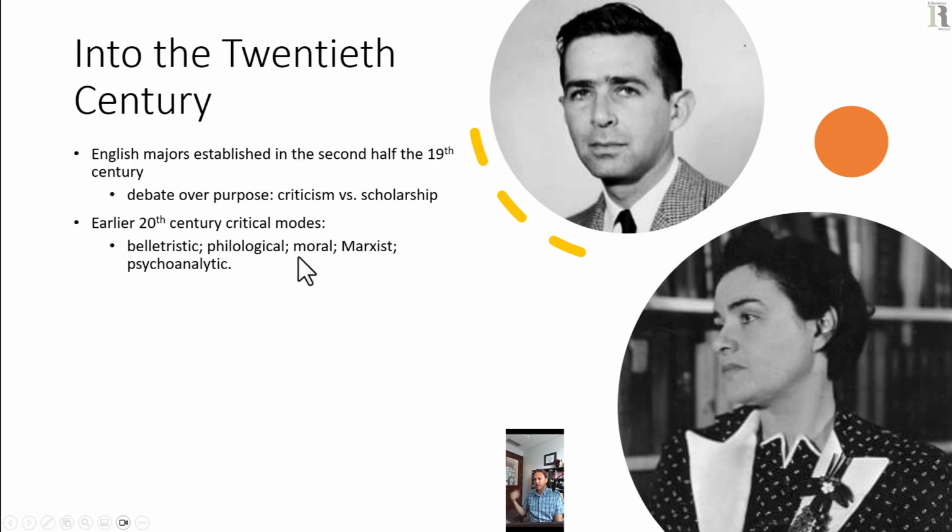Increasingly, we get moral modes where we think about tragedy and stuff like that in terms of what it can teach us, which I guess is connected to belletristic, but is slightly more of a moral flavor. But we also get the beginnings of Marxist and psychoanalytic criticism. Marxist theorists wanted to look at literature as a reflection of class relationships, class struggle, what art has to say about society and social organization.